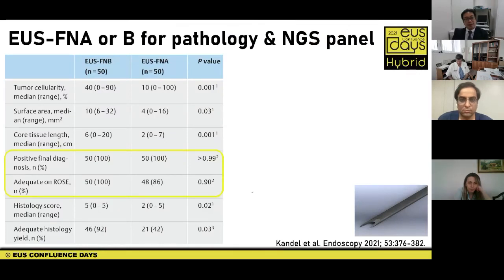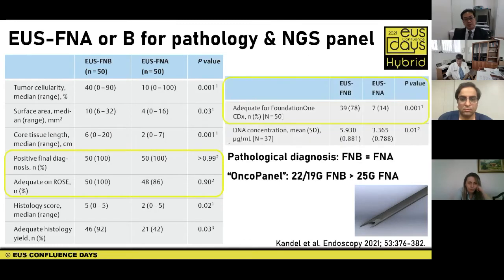And this is a comparison of EUS-FNA and the FNB needle for genome profiling. In this report, they used Foundation One, a commercially available genome profiling test. When they used a 22 or 19 gauge FNB SharkCore needle, they could perform Foundation One screening in 78%. So when we think about genome profiling, we have to choose this FNB needle, and we should choose a 22 or 19 gauge needle.